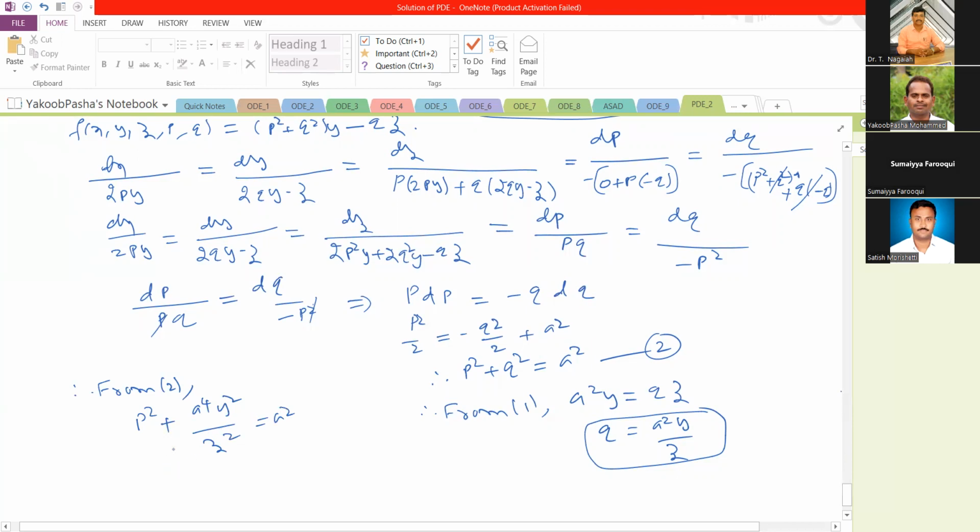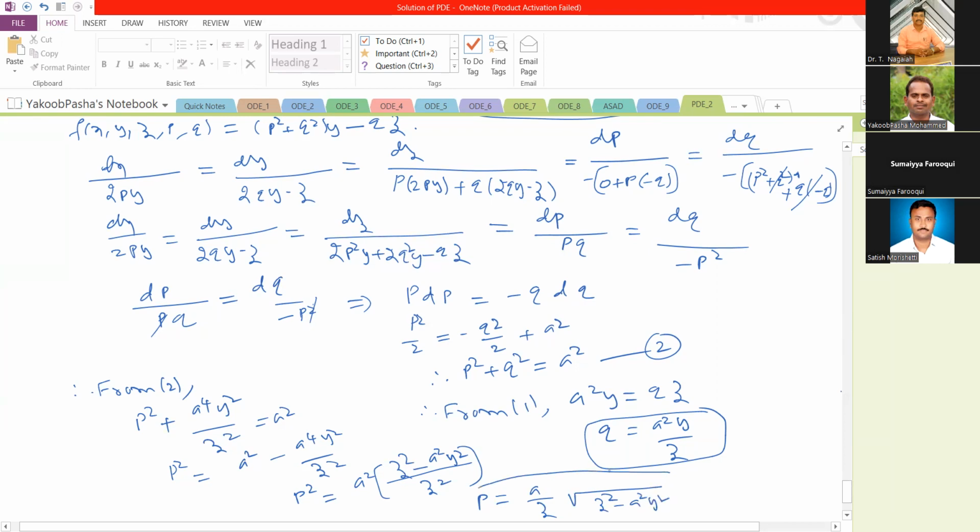So here p square is equal to a square minus a power 4 y square by z square. p square is equal to, we can take a square common, and here the LCM is z square. So z square minus a square y square. So p is equal to a by z into under root of z square minus a square y square. This is the p value.